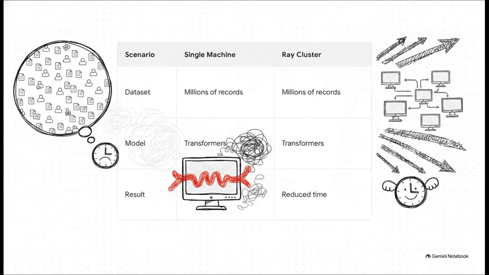Trying to pull that off on a single machine is just a computationally intensive nightmare. It's a huge bottleneck. But by taking that exact same workload and distributing it across a Ray cluster, you drastically reduce your total processing time and just completely outpace what a single computer could ever dream of doing alone.